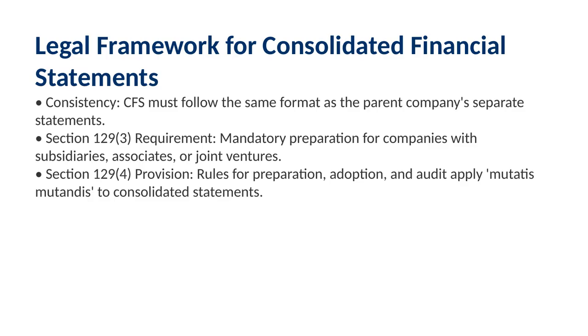Under Section 129, subsection 3 of the Companies Act 2013, if a company has subsidiaries, associates, or joint ventures, it must prepare consolidated financial statements in the same form and manner as its own. Furthermore, Section 129, subsection 4 tells us that all the rules regarding the preparation, adoption, and audit of a holding company's own statements apply, mutatis mutandis, to the consolidated statements as well.